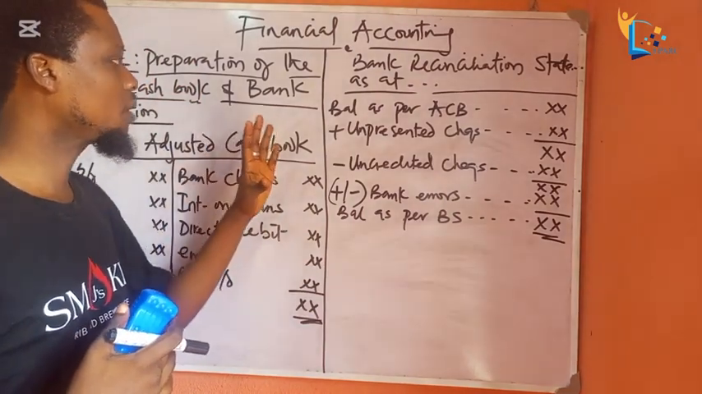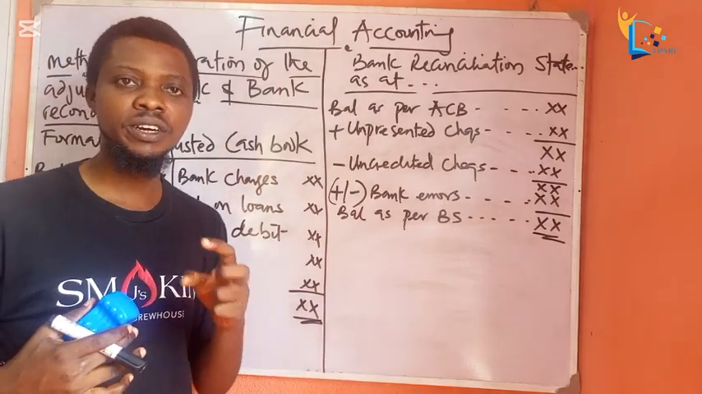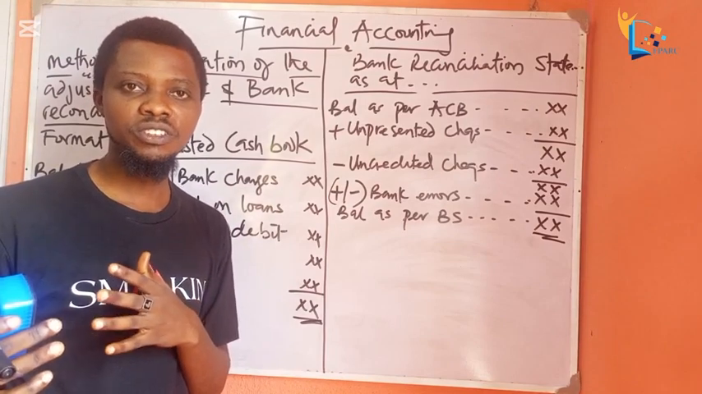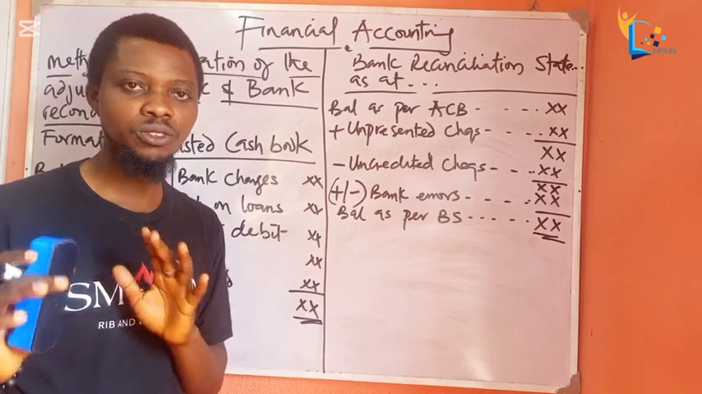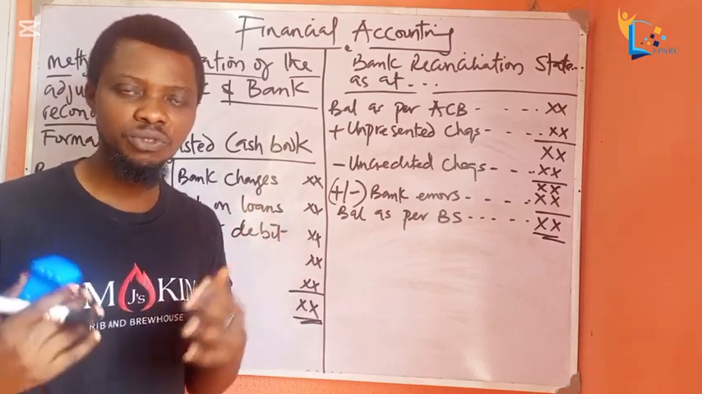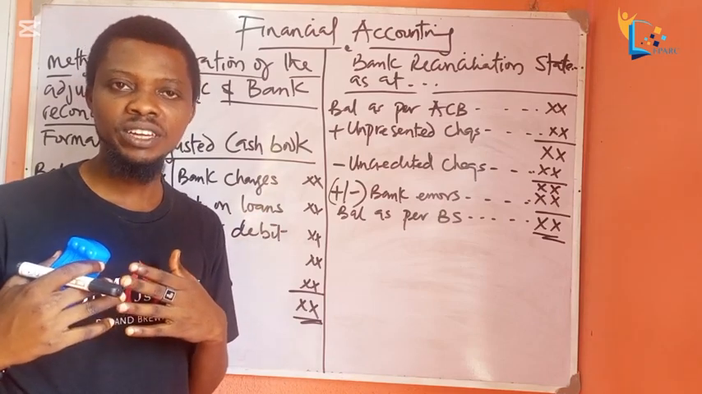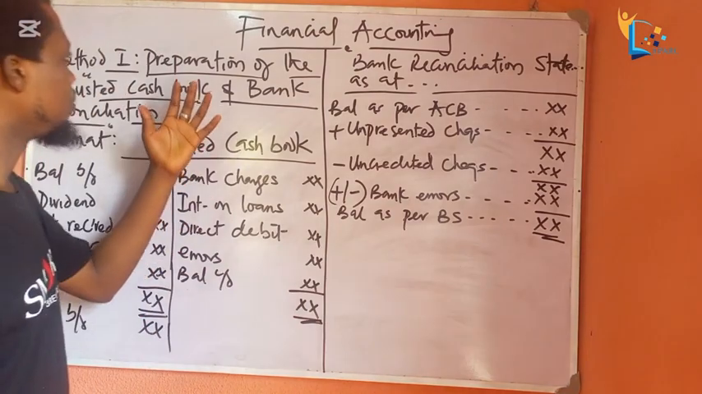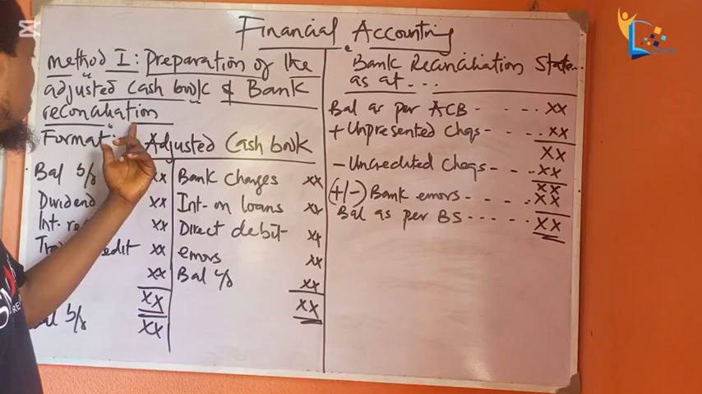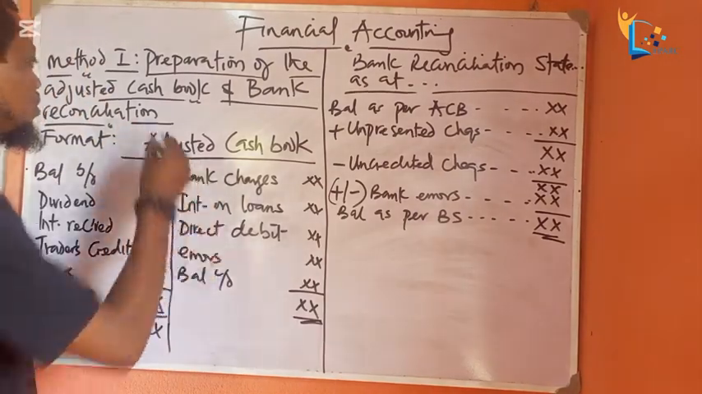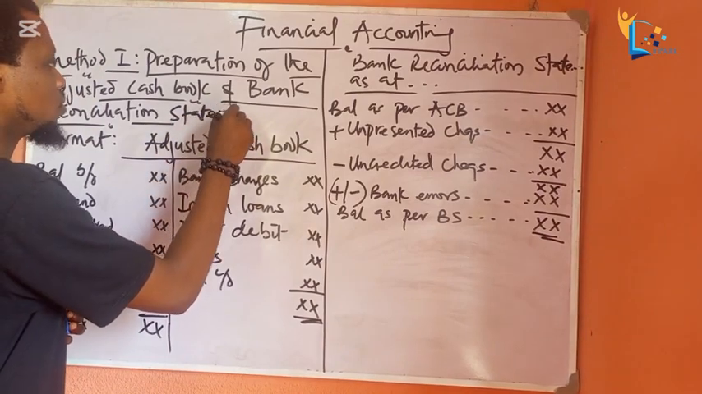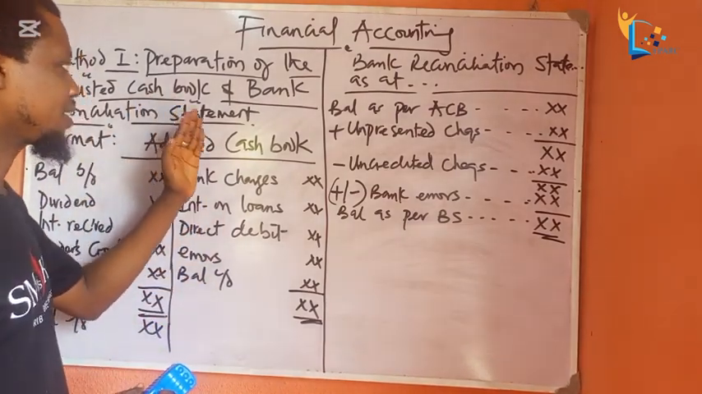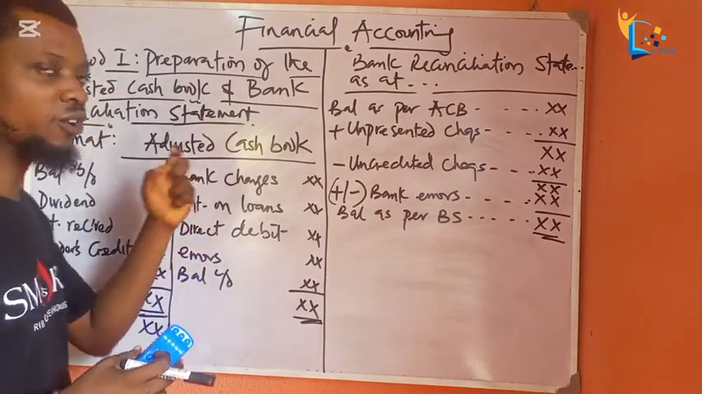So we are continuing from the methods, the different methods of preparing bank reconciliation statements. There are two methods. We're going to look into these methods and a few other things, and if we can get into a practical question, then we'll continue in the next class. Are we together? All right. So the first method is the preparation of the adjusted cash book and bank reconciliation statement. You prepare the adjusted cash book, and after that, you prepare the bank reconciliation statement.